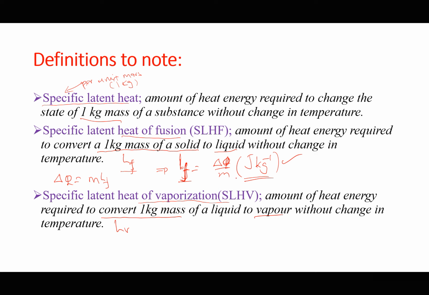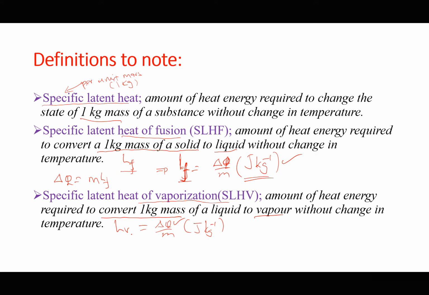Just similar to the latent heat of fusion, the latent heat of vaporization will also be given as delta Q divided by M, so the units will still be joules per kilogram. That amount of heat required to convert 1 kilogram mass of a liquid to a vapor without change in temperature is what we call the specific latent heat of vaporization.